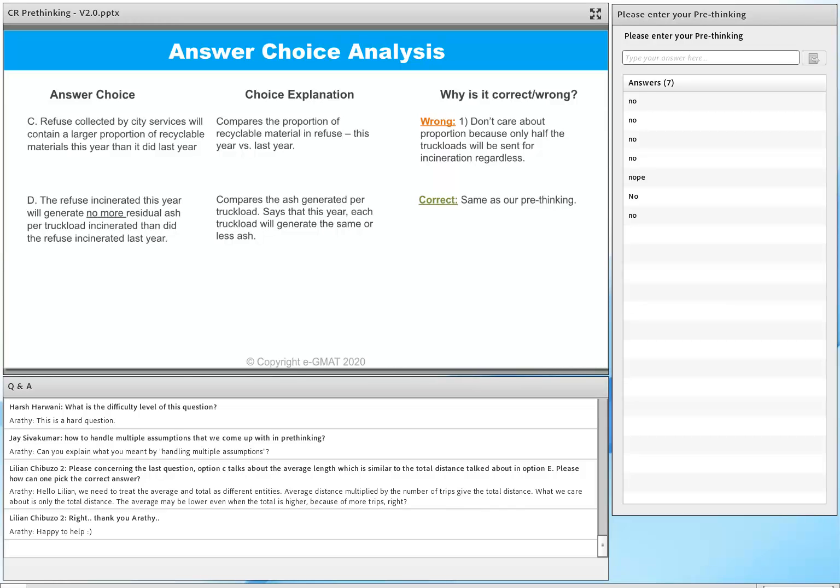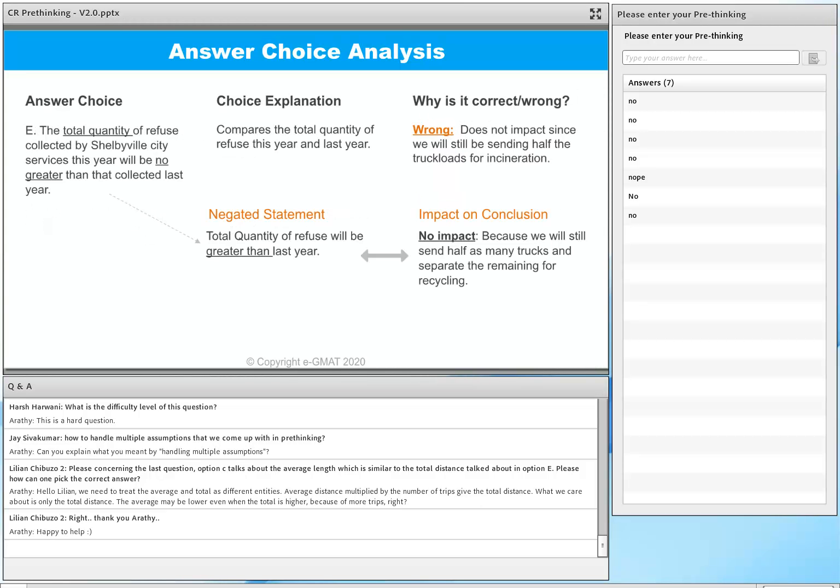And choice E, a lot of people chose this, talks about the total quantity of refuse. We already discussed this, guys. The total quantity doesn't matter. Why? Because even if we collect 10 times as much refuse, we are only going to send half as many truckloads. Doesn't matter, because we send half as many truckloads. All right.